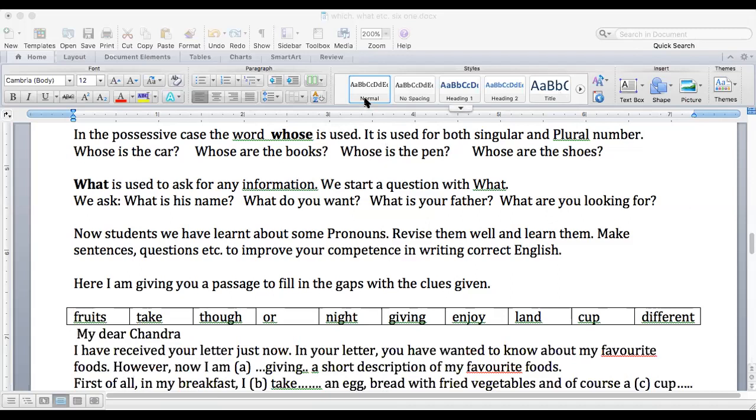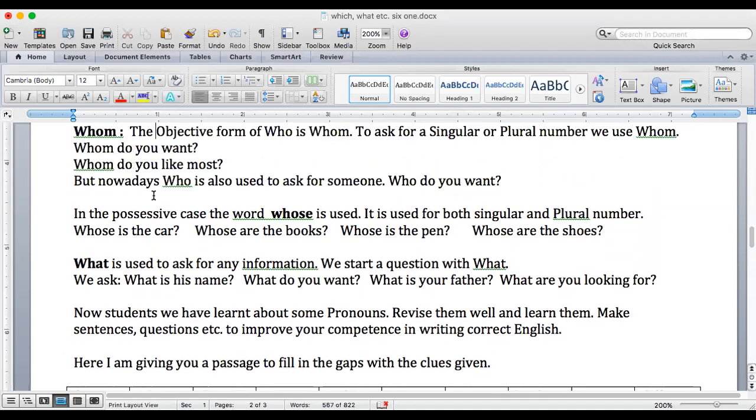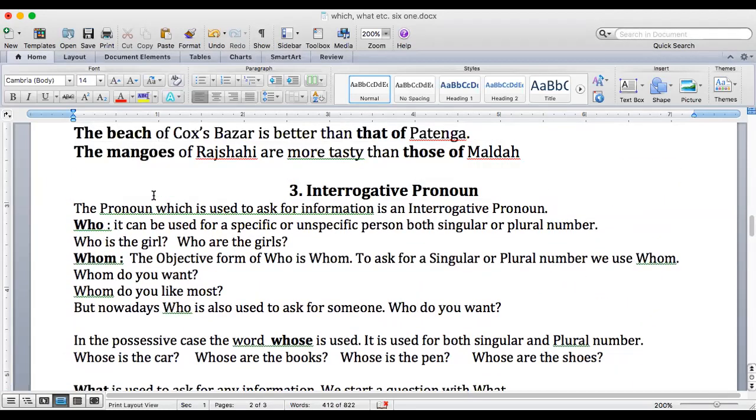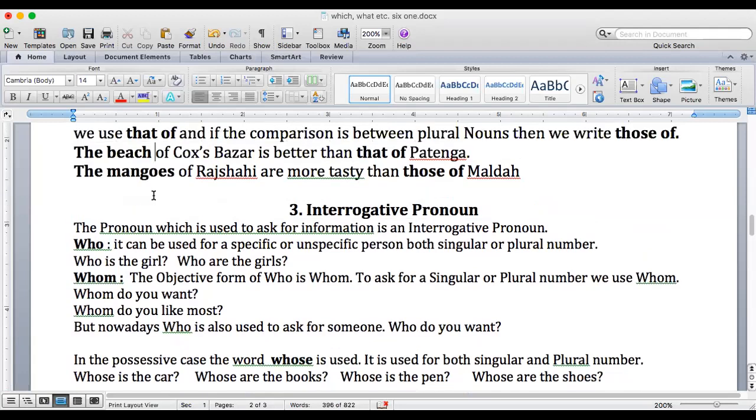So this is just to remember what we learned all through this time. In the previous lesson, there was a small introduction to these. Now I'll tell you in detail these things. So you'll remember these things, and we'll revise again. Interrogative pronoun used to ask information. Interrogation means to ask questions. So we use who, and whom is to ask, whom do you want, whom do you like, whom do you like most. So these are interrogation, to ask about someone.